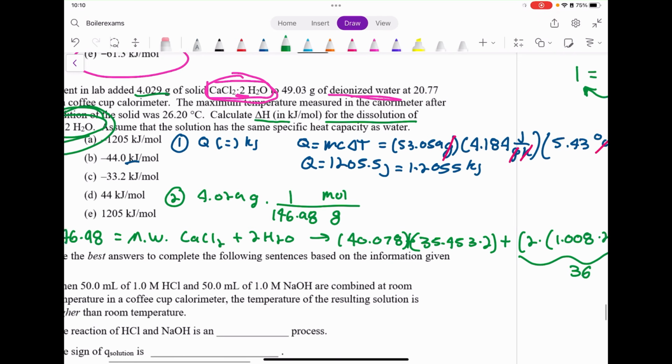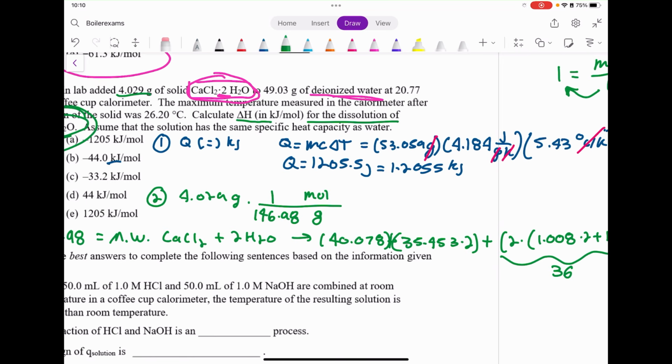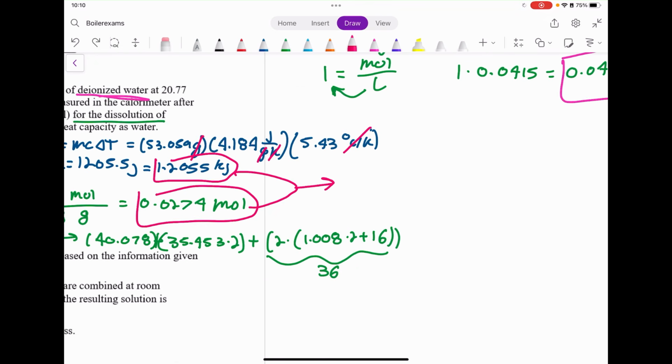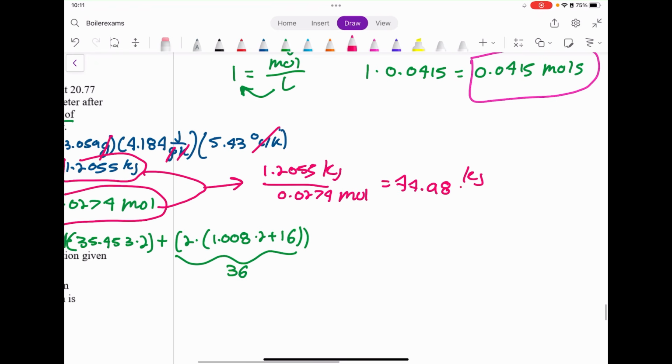So that is 146.98 grams in 1 mole. So now we can get the moles. 4.029 divided by 146.98, I get 0.0274 moles. So now we have kilojoules and we have moles. We can combine these. We can do 1.2055 kilojoules divided by 0.0274 moles. We get 44.98 kilojoules per mole.